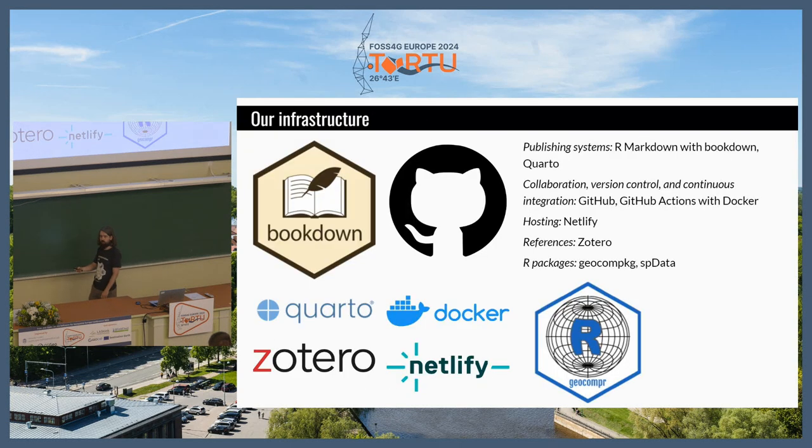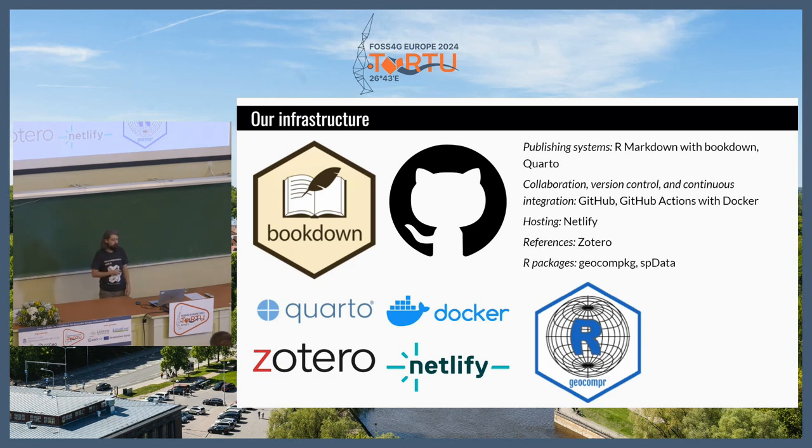So how does everything work? What are the tools behind the project? When we started the project, when we wrote the Geocomputation with R book, our tool was R Markdown with a package called Bookdown. So basically, it's just Markdown extended to run R code. And Bookdown is just a way of writing an online book. So you have chapters, you can click on the table of contents, you can have the book as HTML, but you also can have this book as PDF.